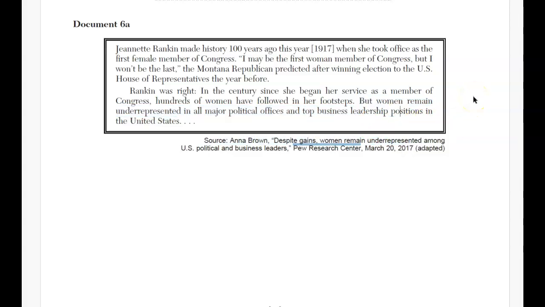What's the point that's being made? Women got the vote. They did start to get elected to office, but as the document says, if half the population is women, half of the members of Congress are not. So they are not represented in proportion to their numbers. Okay.